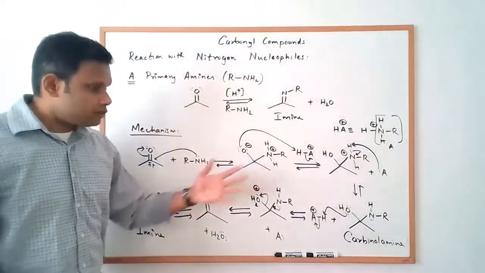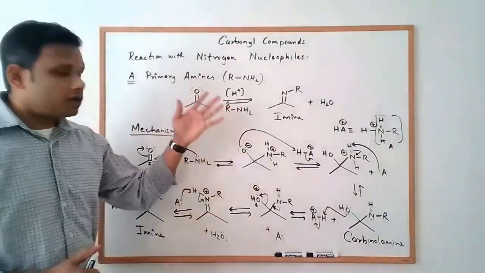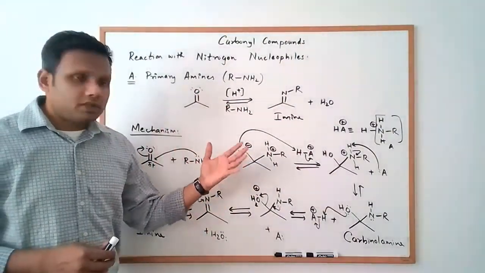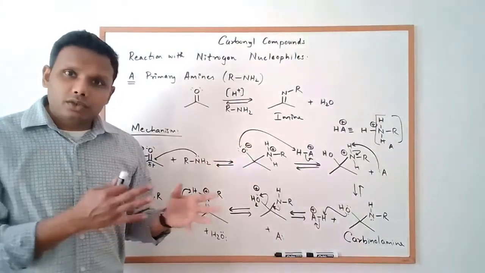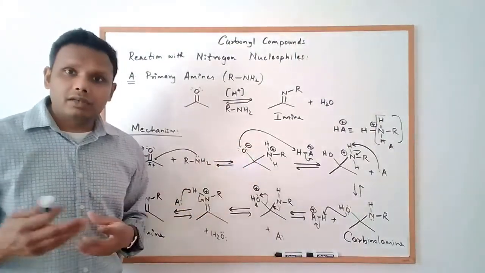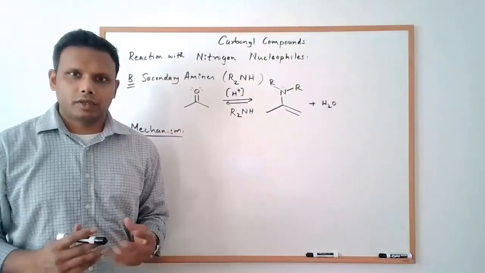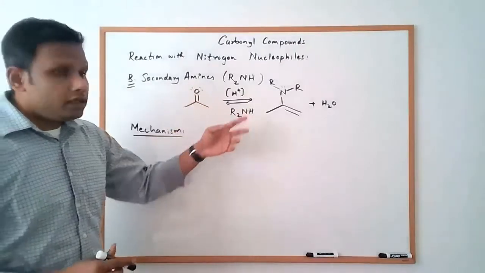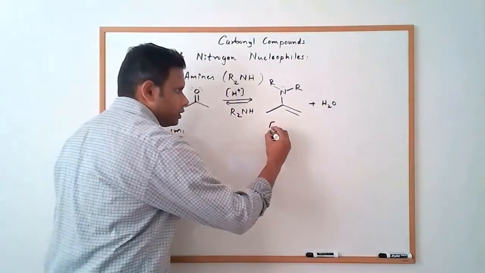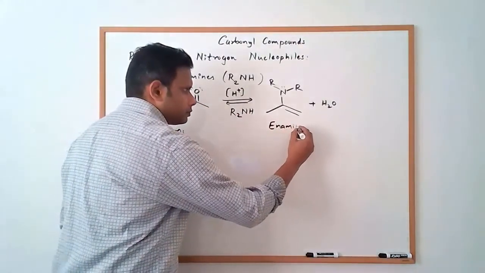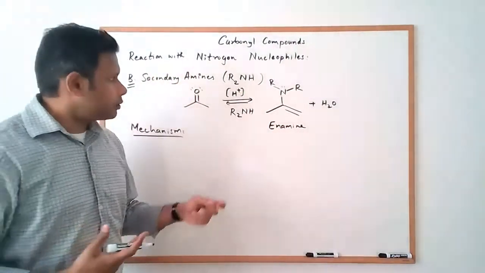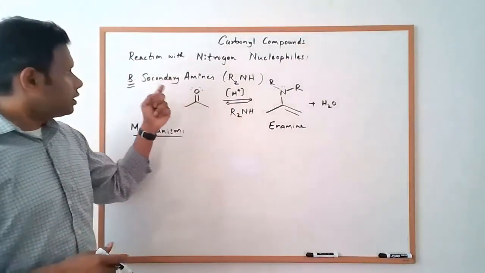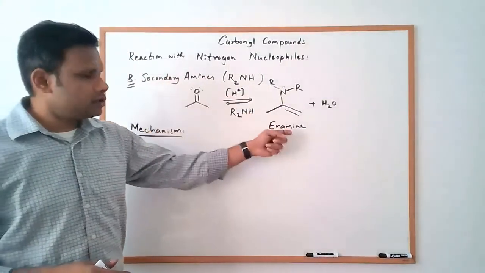So that's the mechanism of the imine formation, or the reaction of a carbonyl compound with a primary amine. Next, we're going to look at the mechanism of a carbonyl compound with a secondary amine, and we'll see where the steps deviate so that we get the enamine product. Now let's look at the mechanism of the enamine formation. How is an enamine formed upon the reaction between a carbonyl compound and a secondary amine? When carbonyl compounds react with secondary amines, we get enamine.